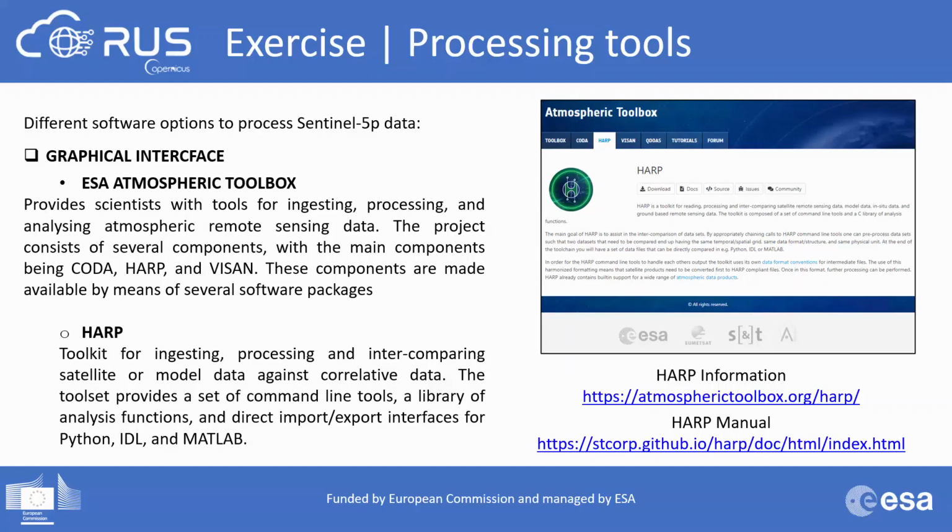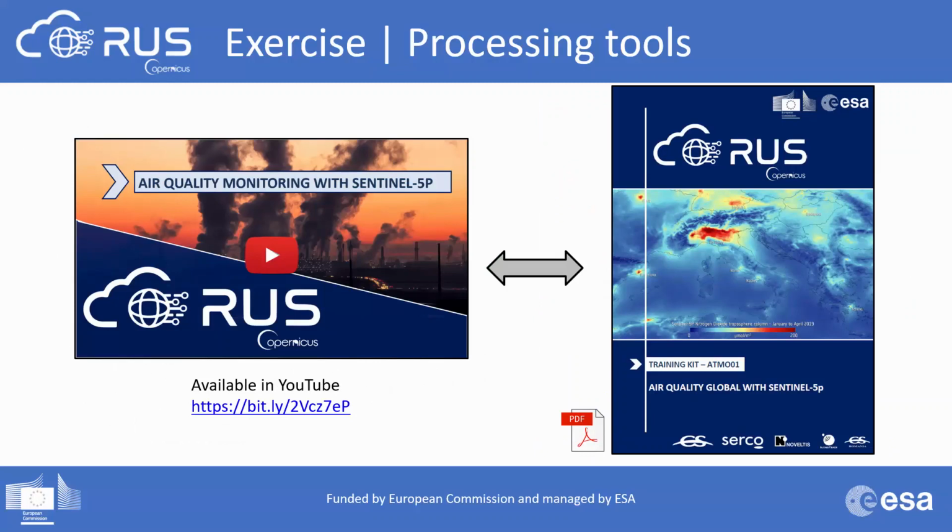Don't worry, I will give you more information about this during the exercise, but just so that you can understand why we are using some softwares. So this is one of the options you have. And by the way, if you want to know how to use HARP in a graphical way and not in a programming environment, I recommend you to check one of our previous RUS Copernicus training sessions. In this case, it was a webinar in which we used HARP and VISAN and the ESA atmospheric toolbox to derive air quality parameters around the globe. Okay, so just a side note.